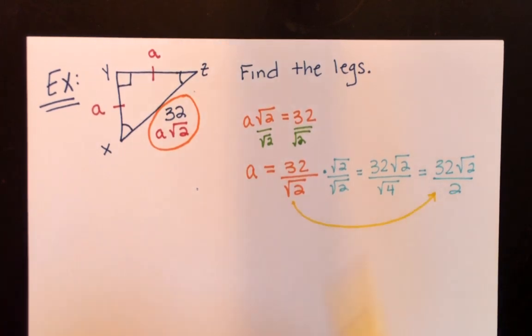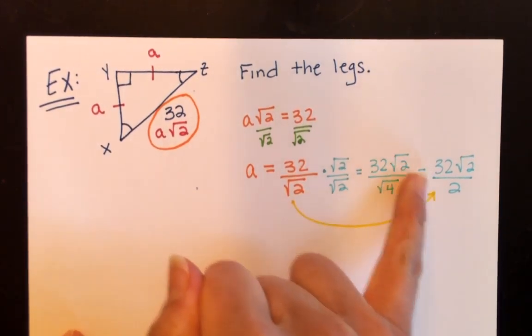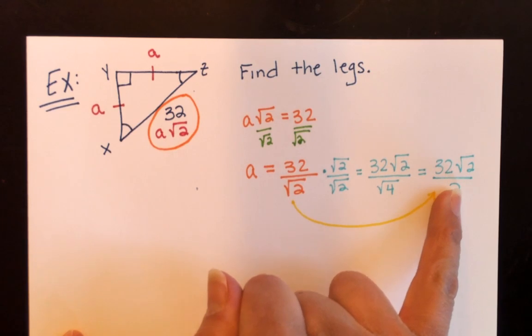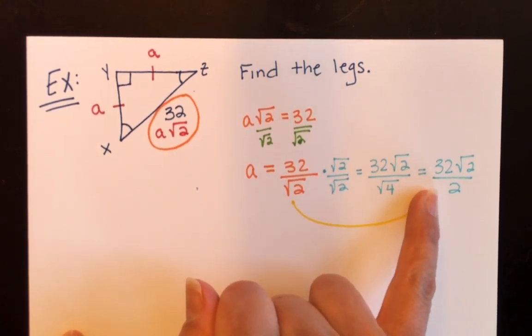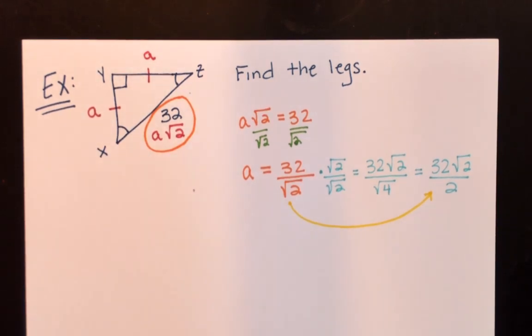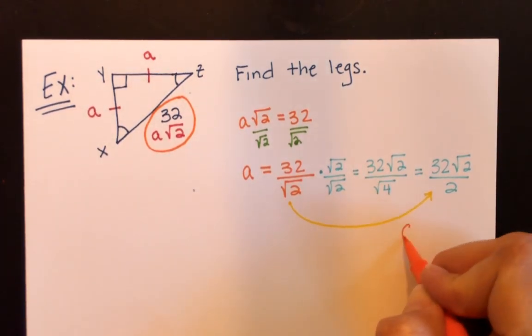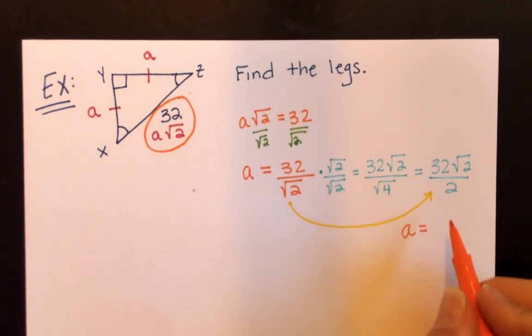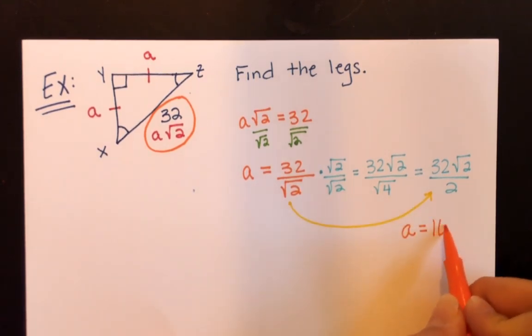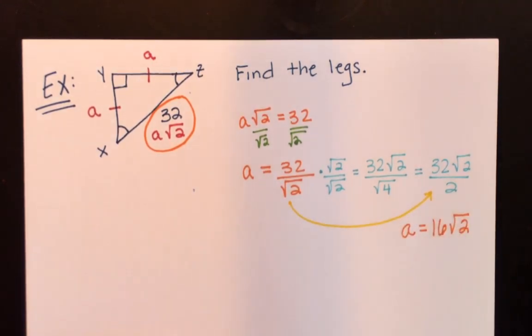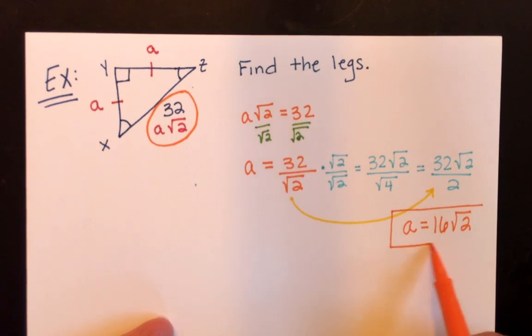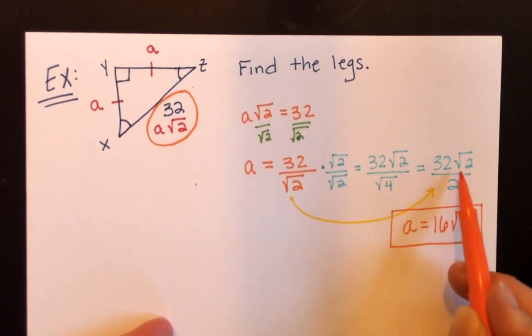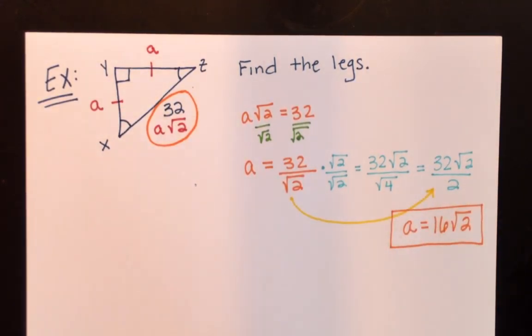The only thing you have to make sure of is that you recognize that you still need to reduce this because it's a fraction and 32 can be divided by 2. So our final answer here for the legs would be that each leg is going to be 16 radical 2. 32 divided by 2. So the pattern is also what can help it go a little bit faster.